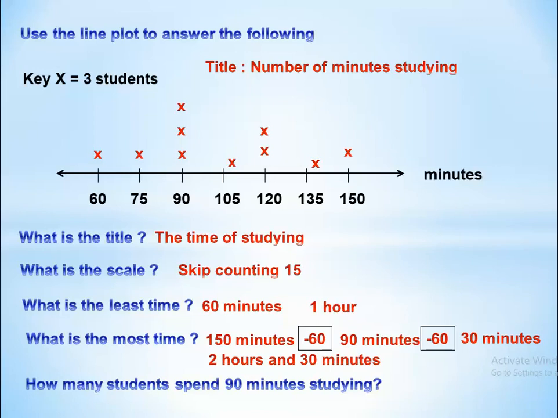How many students spend 90 minutes studying? 90. Here we have how many line plots? We have 3, and each one will equal 3 students, so it will be 3 plus 3 plus 3, which means 3 times 3 equals 9.